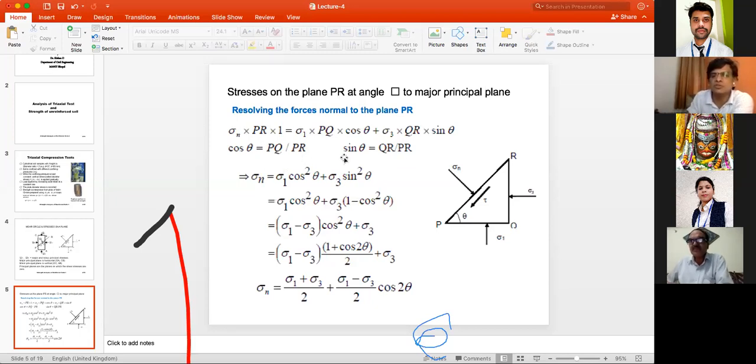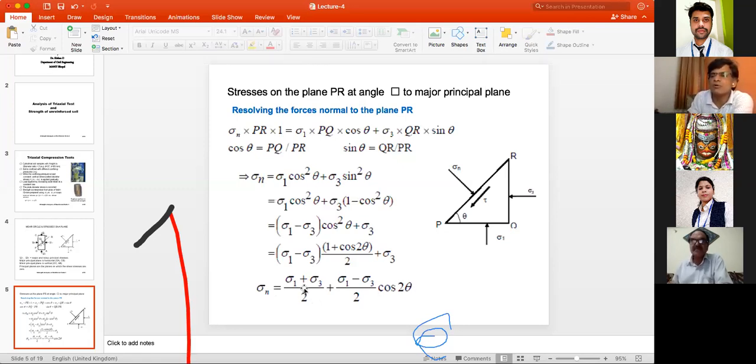If you substitute these in equation 1, the normal stress sigma n is equal to sigma 1 cos square theta plus sigma 3 sin square theta. If you rewrite sin square theta as 1 minus cos square theta, sigma n is equal to sigma 1 cos square theta plus sigma 3 times (1 minus cos square theta). Rewriting, sigma 1 minus sigma 3 times cos square theta plus sigma 3. If you solve this equation, the normal stress is equal to (sigma 1 plus sigma 3) by 2 plus (sigma 1 minus sigma 3) by 2 cos 2 theta.